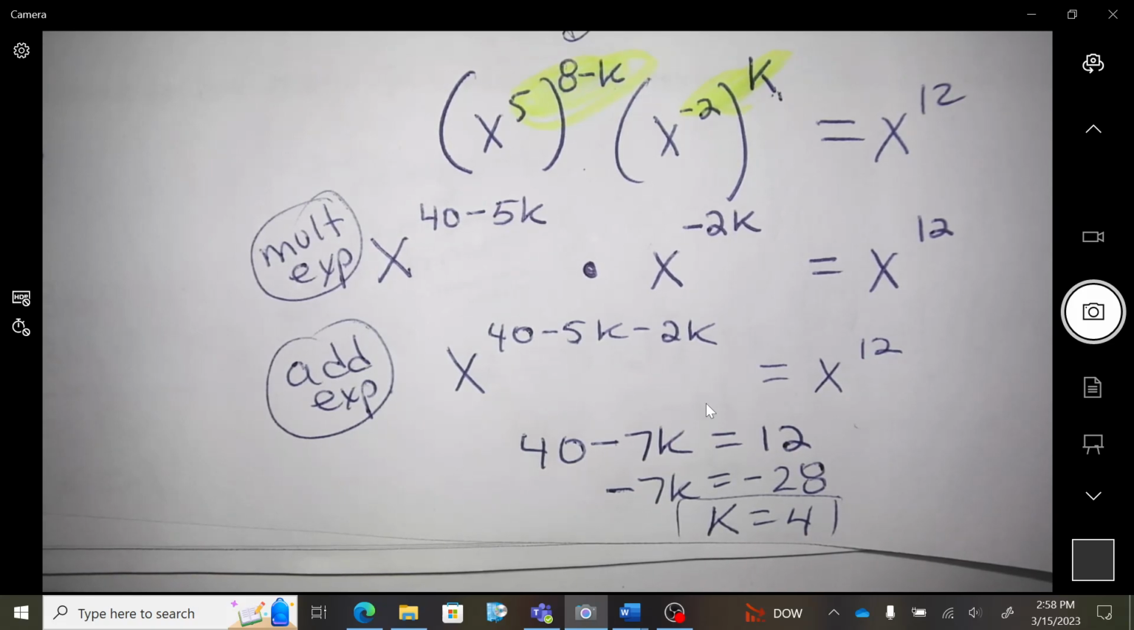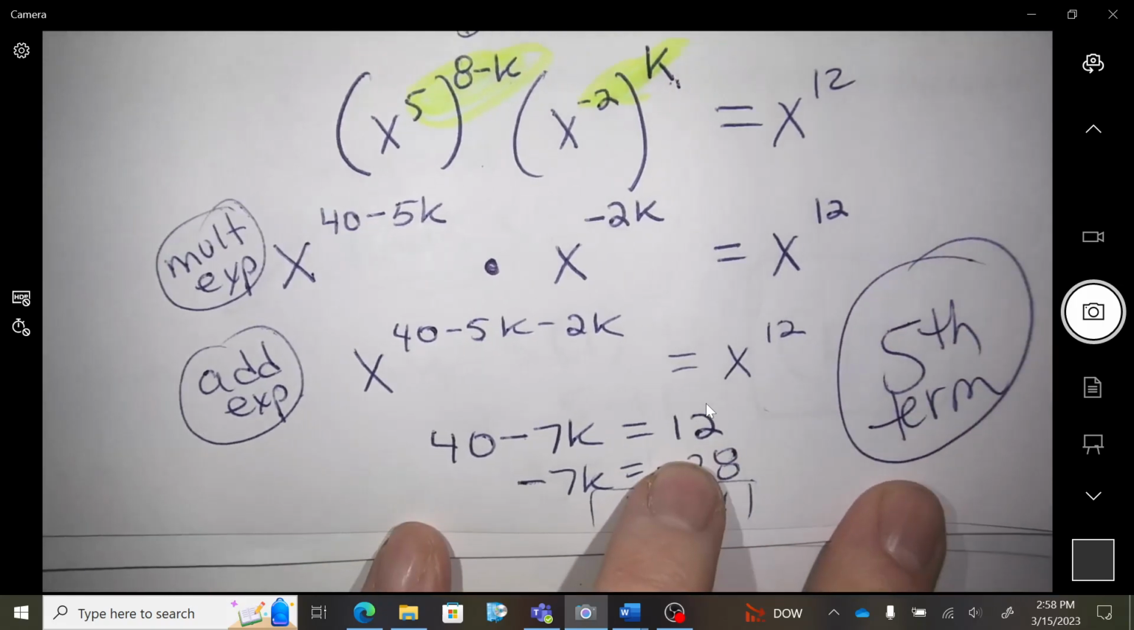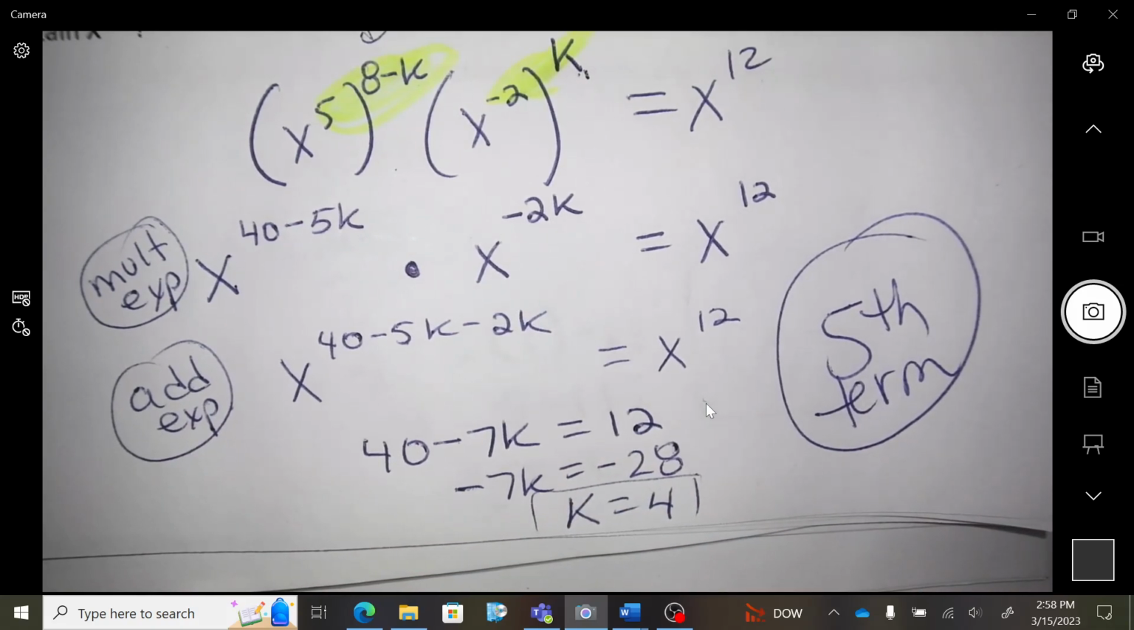But that's not even my answer. That's my choose number. k is my choose number. So which term am I actually on? 5. It's the 5th term. That's your answer. If your choose number was 4, that means you were on the 5th term.